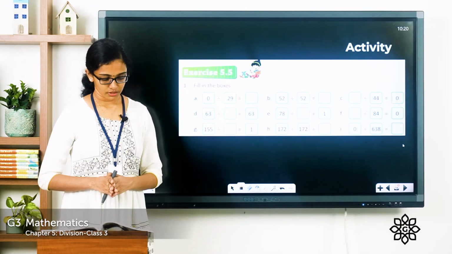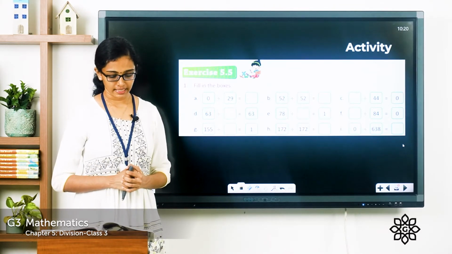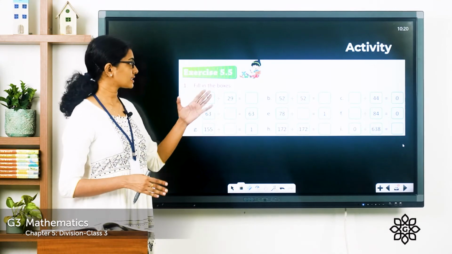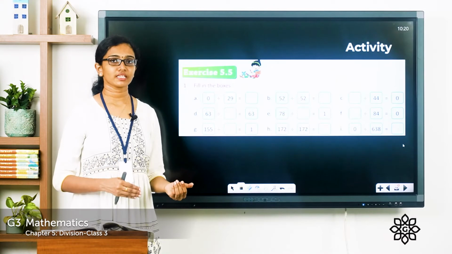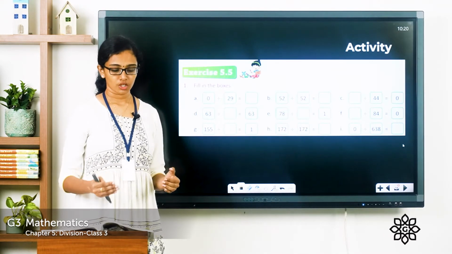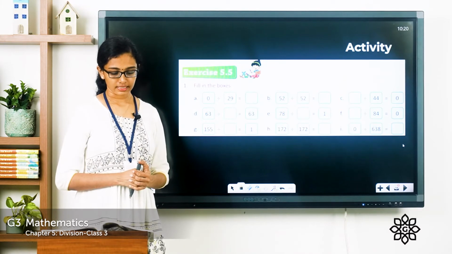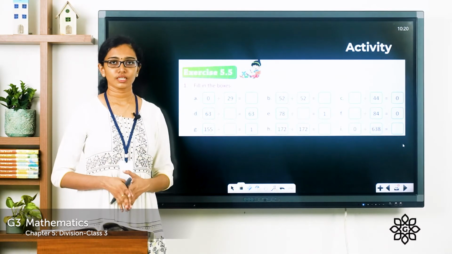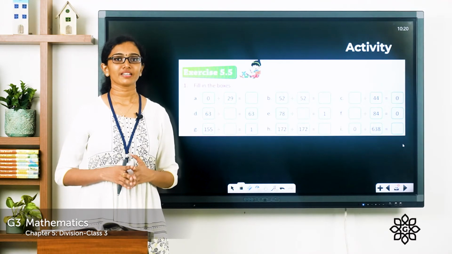Now, we have to do one activity. Please turn to page number 72. You can see the properties of division as a heading there. Below that, there is this exercise 5.5. Fill in the boxes, and it's based upon the properties of division. You please go to the properties of division once again and finish this exercise. Do this as an activity now. Please pause the video, finish it and come back. Hope you are done with that.